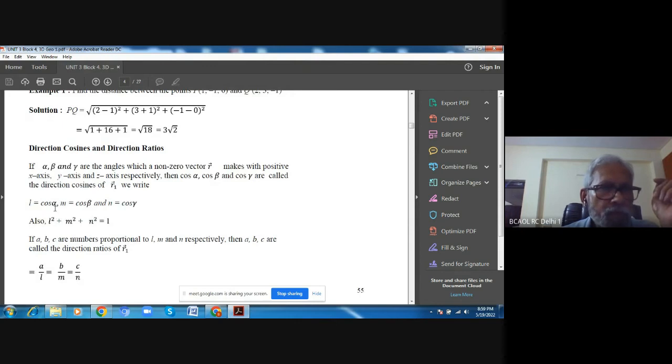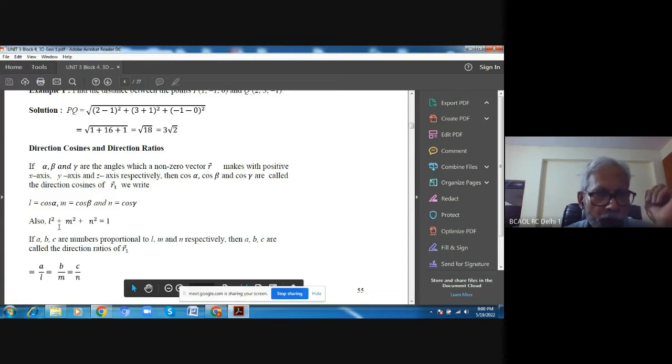Again, cos alpha, cos beta, and cos gamma come out as l, m, or n. Otherwise, you can write cos alpha divided by l, cos beta by l, this way. Or simply you can write l, m, n, cos alpha, cos beta, and cos gamma. This is something you have to remember.